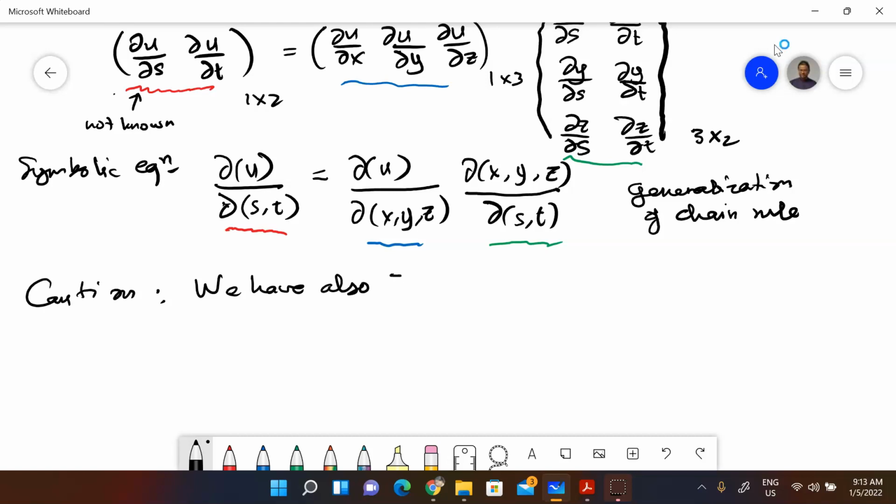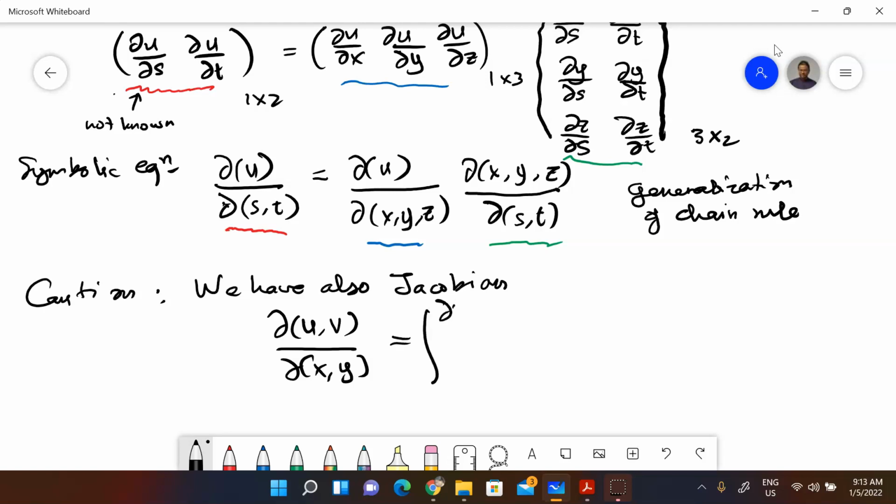We have also what is known as the Jacobian, which has more or less the same kind of notation. For example, partial u and v, partial x and y. This just tells us how to convert, and essentially this is a determinant. Let me just write it down.